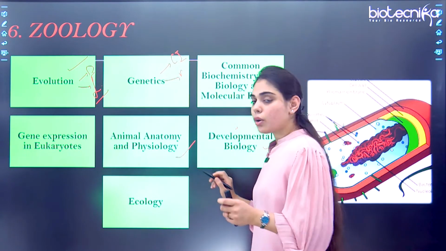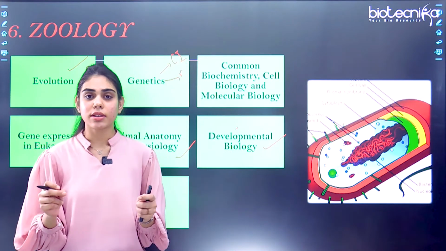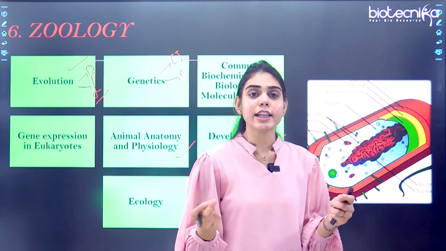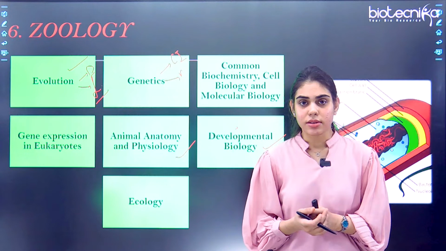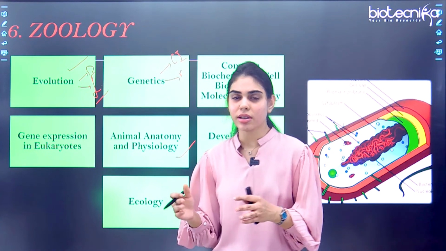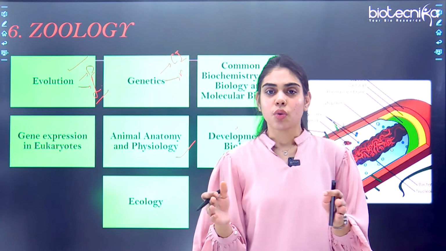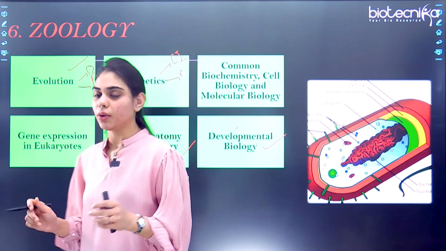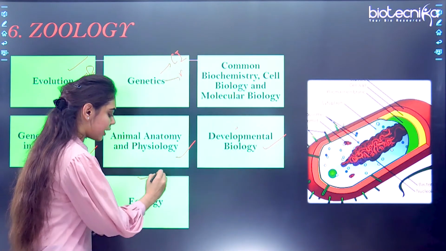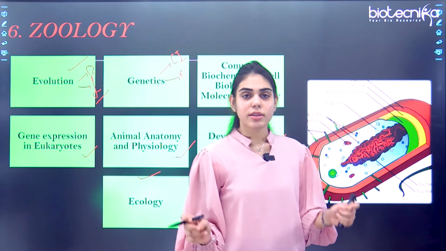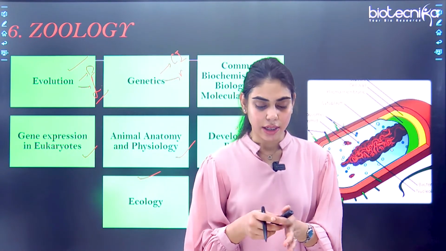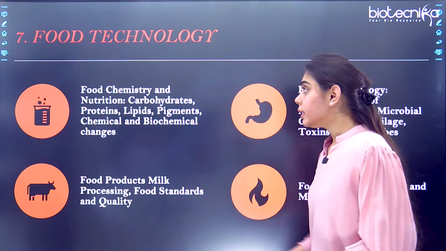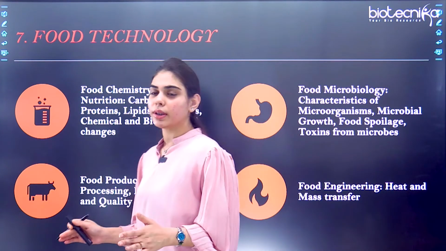Under animal anatomy and physiology, you should focus on the systems of the human body like the digestive system, respiratory system, chemical system that deals with endocrinology, reproductive system, excretory system, all these basic functions and how each system does its own function. Gene expression in eukaryotes, how gene expression in eukaryotes is regulated. And the last part over here is ecology. Basic definitions and basic terminologies related to ecology are also covered under this section. Now the last section under part 3 is food technology.